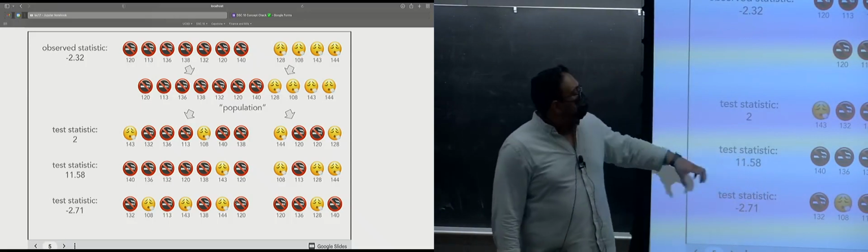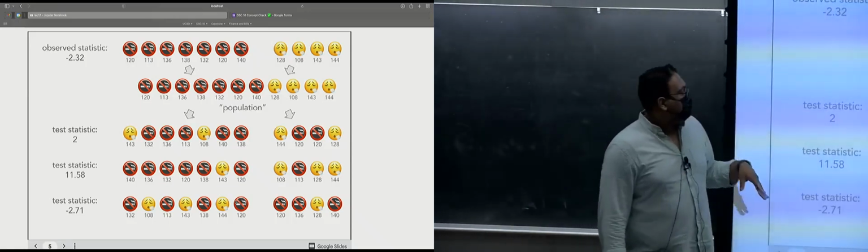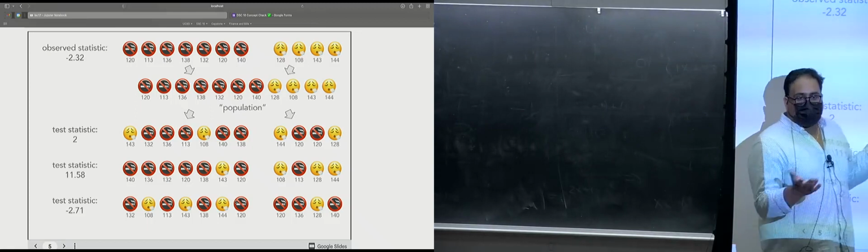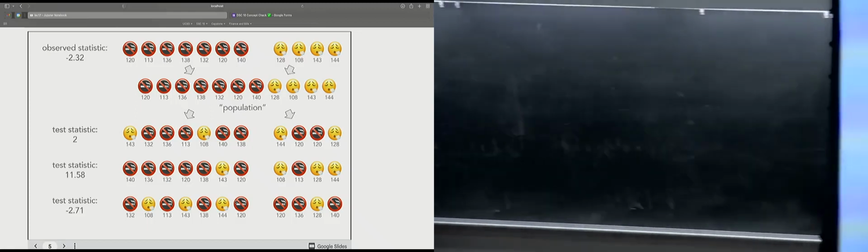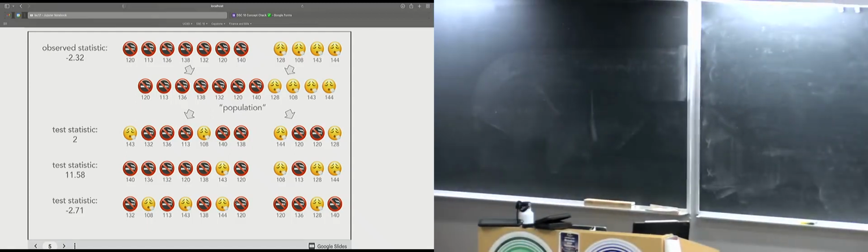The reason we can do that is because the null hypothesis says that this emoji is irrelevant. That's what the null hypothesis is saying. So all you can do is just shuffle up the numbers, take 7 of them randomly, say that's one group, take the other 4, say that's another group, and take the averages from there.